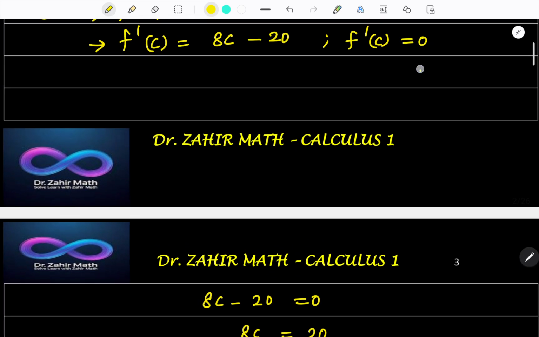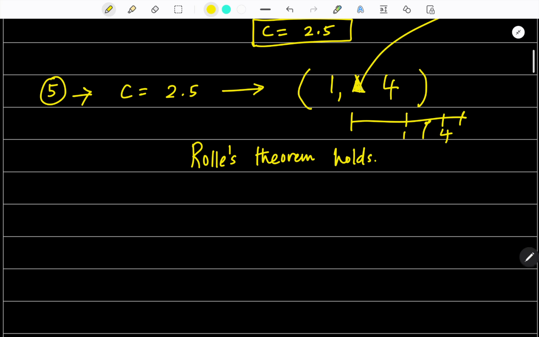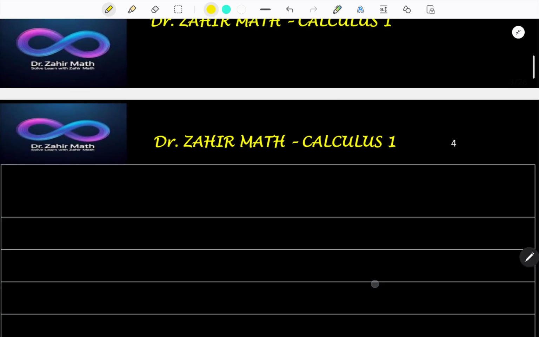Find C. You can say find C. Okay, teacher, can I find X? Also, you can write in X, no problem. But the idea is C. That is a point C in between A comma B. That is the idea. Let's go to Lagrange's theorem.